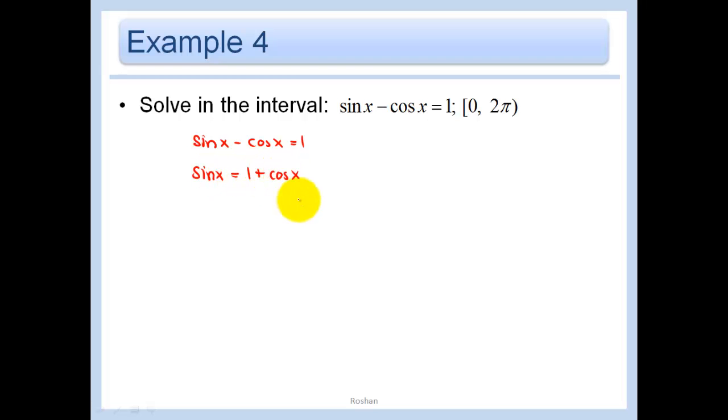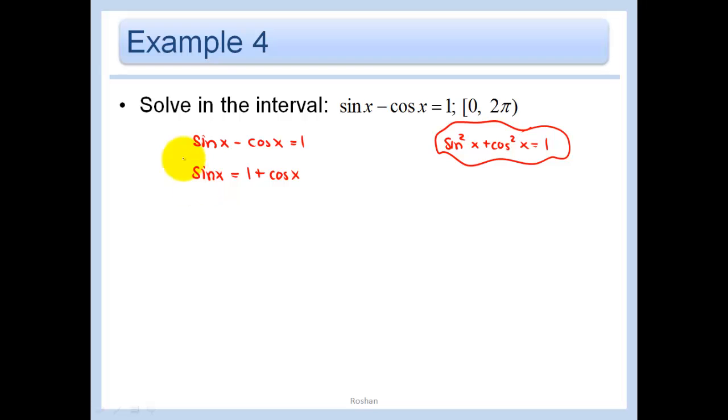Things are still not looking good. I still have sines and cosines. This is a huge trick. Never forget it when you're dealing with trig. You know that sine squared plus cosine squared equals 1. That was your Pythagorean identity. This is how you transition from having sines and cosines to getting only sines or only cosines. Let me show you how.